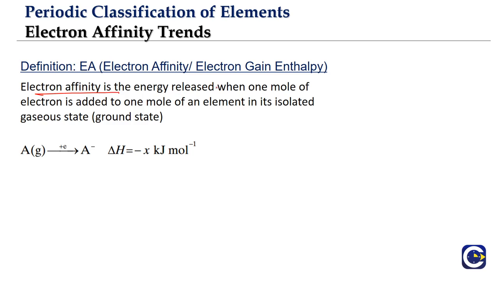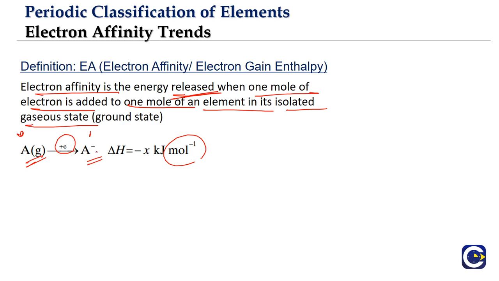Now when we look at the definition, how are we going to define it? Electron affinity is defined as the energy released when 1 mole of electrons are added to 1 mole of an element in its isolated gaseous state. So here we are talking about a per mole term. If we have, for example, gaseous atoms, 1 mole of them, and they gain 1 mole of electrons, it means each atom is getting 1 electron.